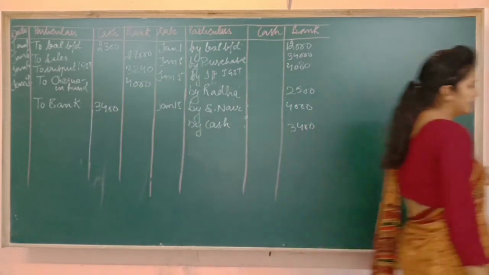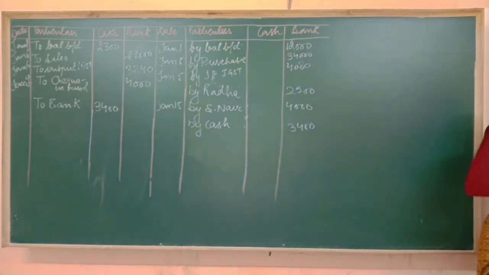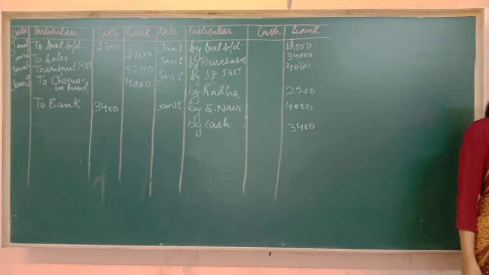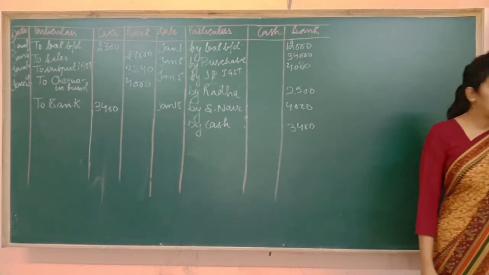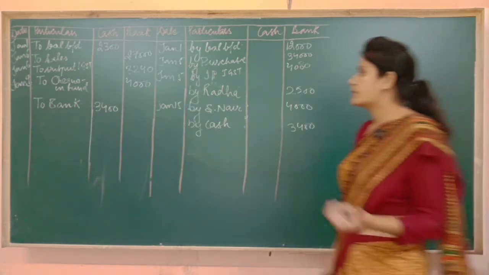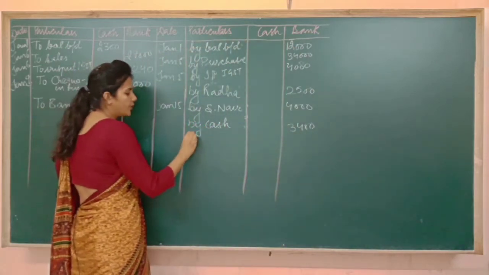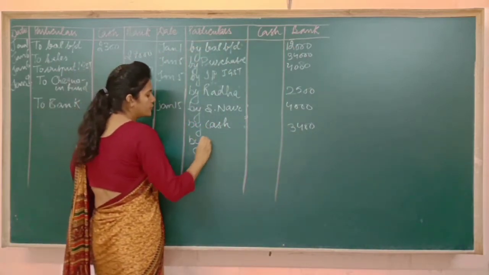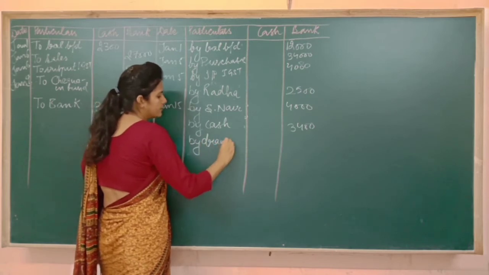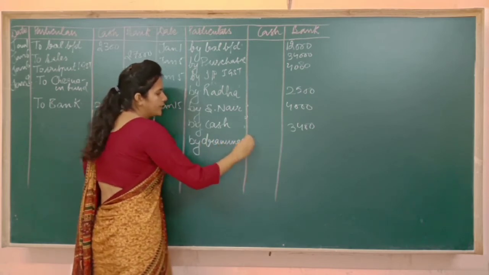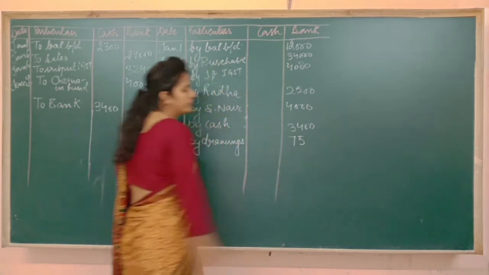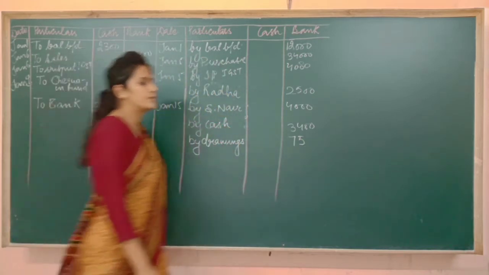Next transaction is fee of children paid by check. You have paid the fee of the children by check and the amount is 75 rupees. You have paid the fee, it means drawings. So the entry will become drawings to bank. So you are going to write here by drawings 75.